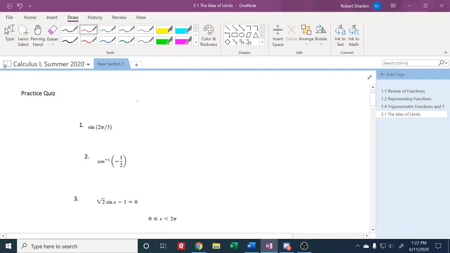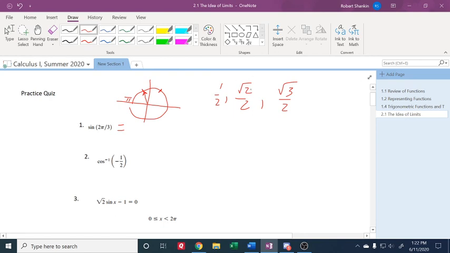Okay, number 1. I might do this one by first drawing a little unit circle. And pi over 3 is right here, 1/3 of the way over to pi. And 2 pi over 3 is up here, 2/3 of the way over to pi. So my angle is right up here. And the sine is the height of that. And of my 3 values, 1/2, square root of 2 over 2, or square root of 3 over 2.